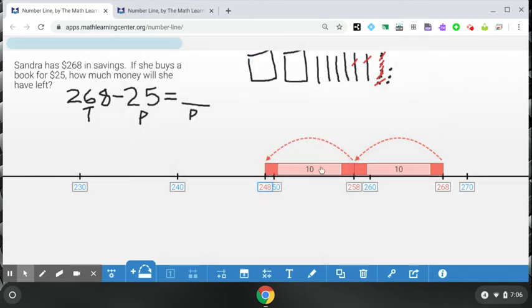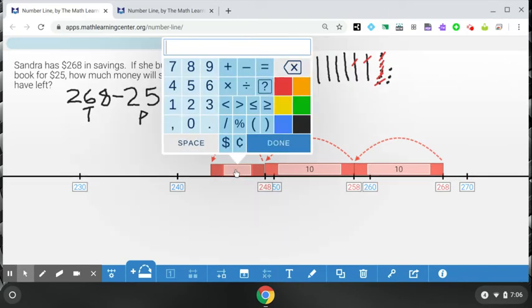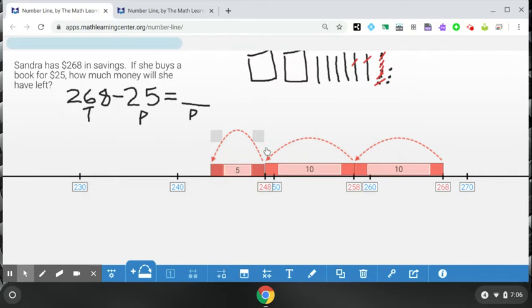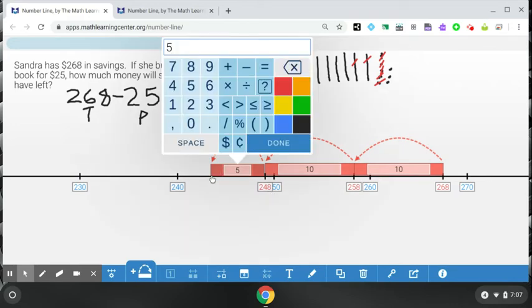So now we've been able to take away the 2 tens. We still have the 5 ones. So let's think what that might look like in a jump. It's not a full 10, but we have to take 5 more away, and we need to mark that jump. You always have to label your jump. And if I have 248, 5 less is going to be 243.